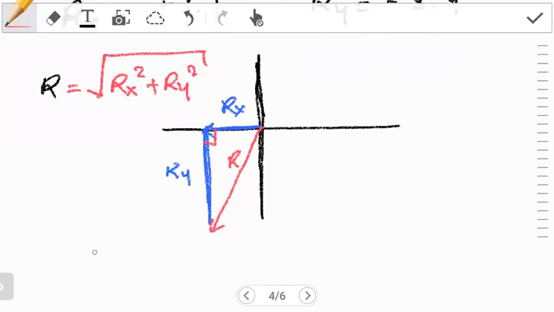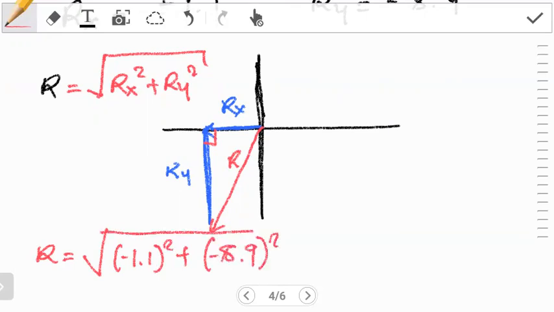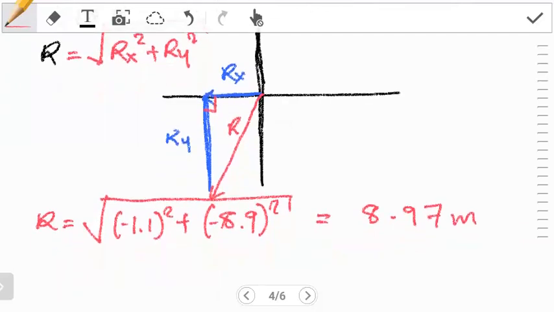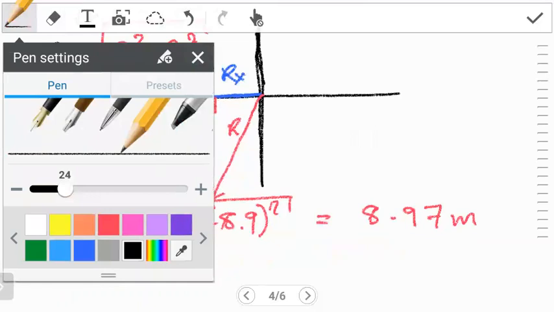So from here, we can see that R is equal to the square root of negative 1.1 squared plus negative 8.9 squared. So this comes to give us 8.97 meters. So we found the resultant. The last thing that we have to find is the direction. Well, what is the direction?